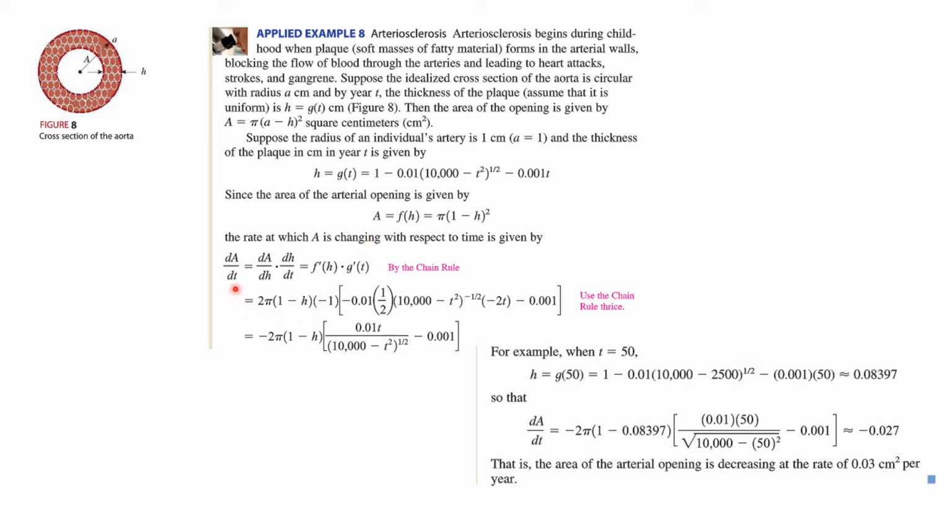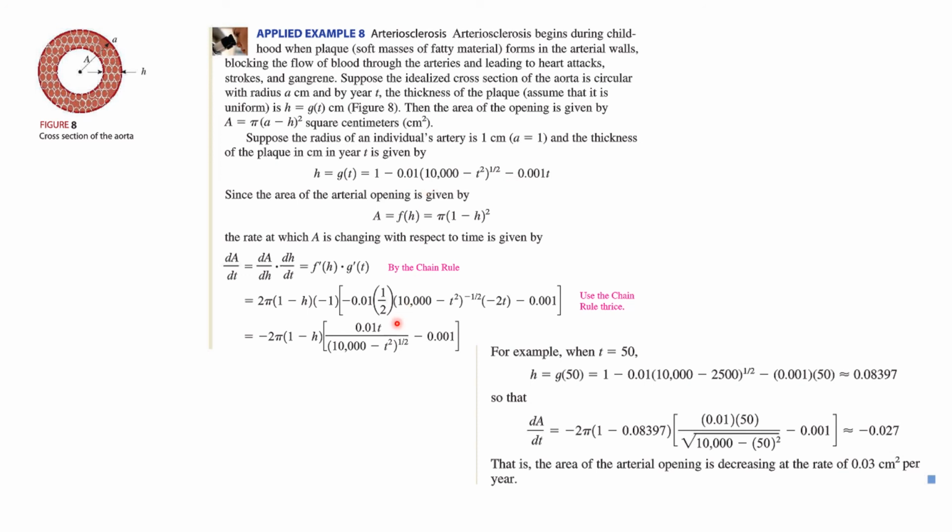So dA/dt is equal to dA/dh times dh/dt. So dA/dh, here's A, is going to be, pi just sits there, but then it's going to be 2 times (1 minus h) to the 1, times the derivative of what's inside, which is minus 1. But now we have to take dh/dt, and here is h, and you see that's kind of complicated.